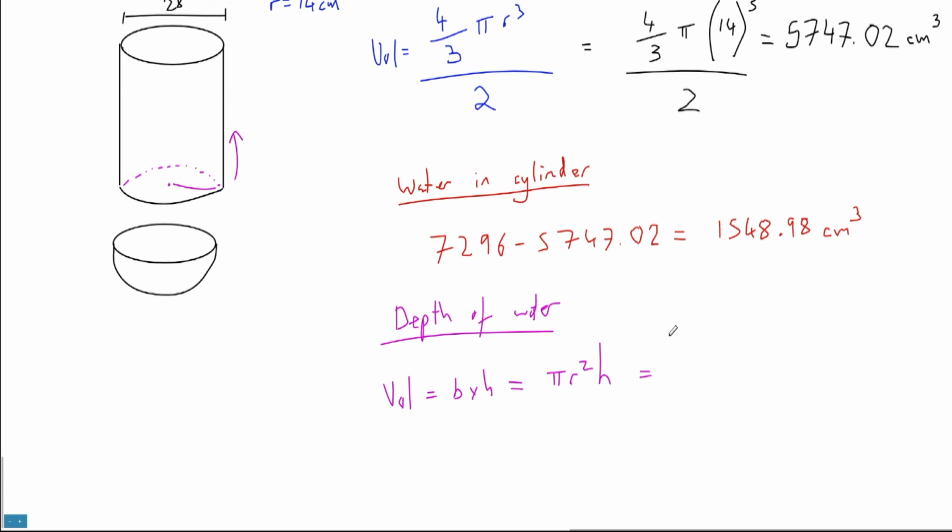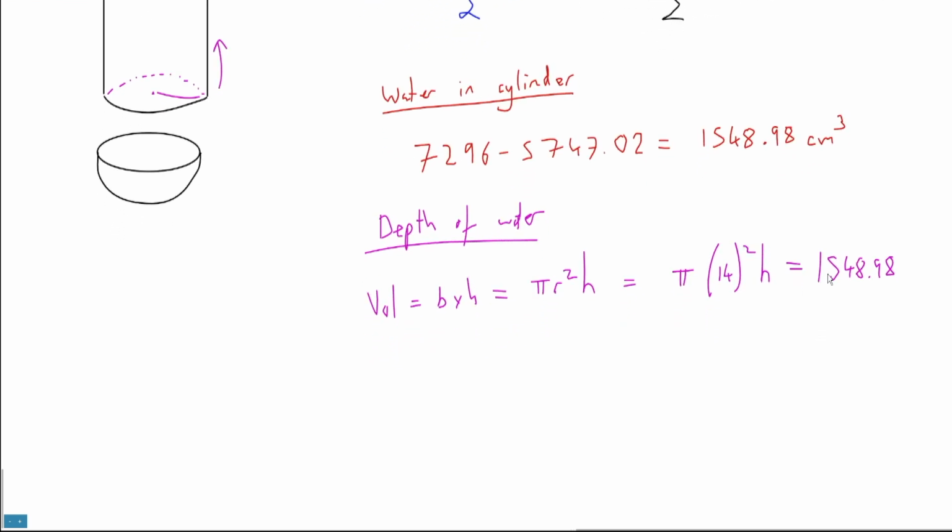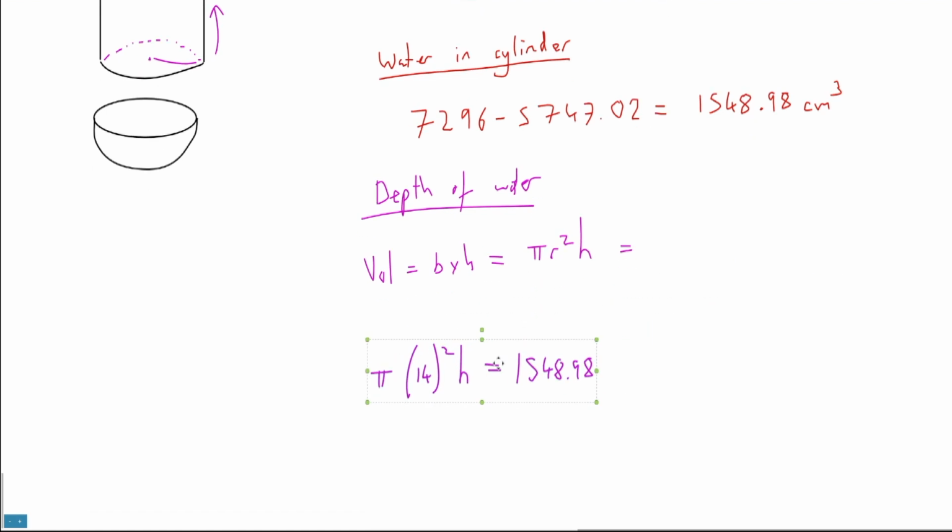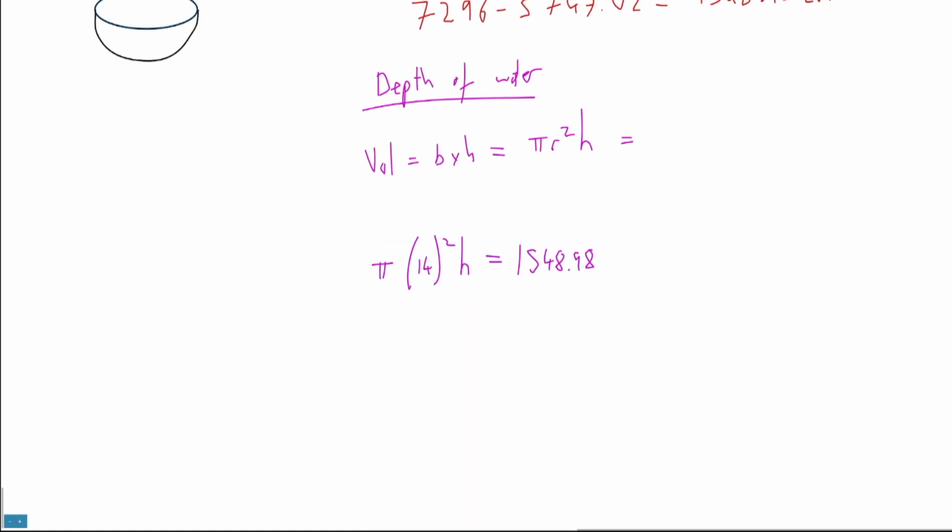The radius is 14, so pi times 14 squared times h, and we do know the actual volume. The actual volume, the cubic centimeters we have to spend, is this much, so we can say 1548.98, and we're going to solve this. Let's scoot it down a bit so we can get to work on it. Okay, we need to transpose this a little bit and get h by itself. So actually we can just divide through by all this chunk.